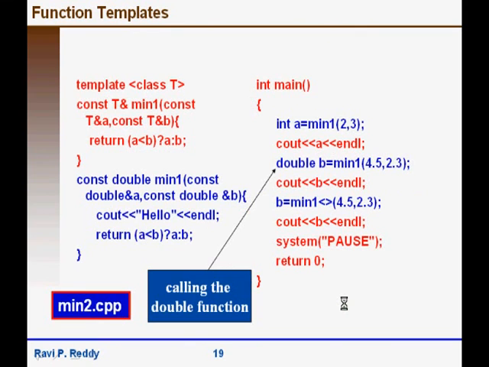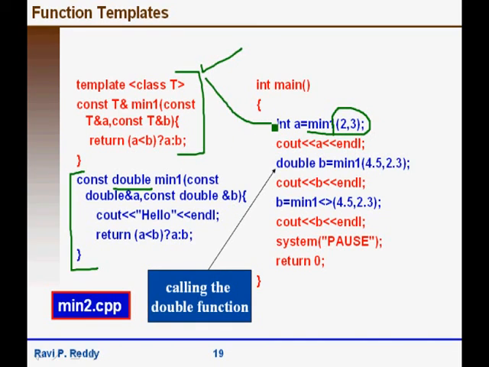Let's look at an example. Here's our min1 function template. Here's our min1 function overloaded for the type double. So here we make a call of min1 with two integer variables. Since there is no specific version with integer type, it calls the function template. So this one calls the function template.